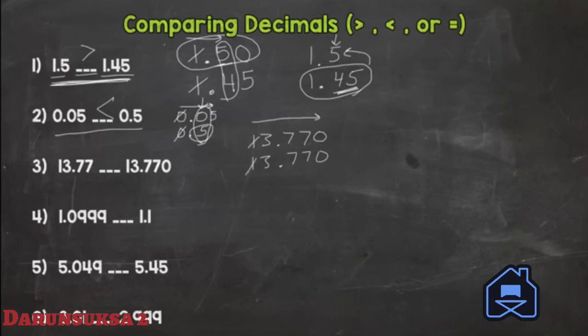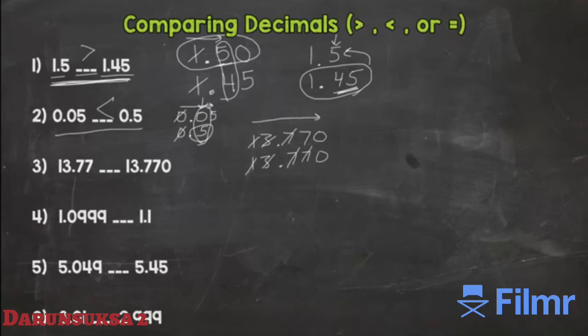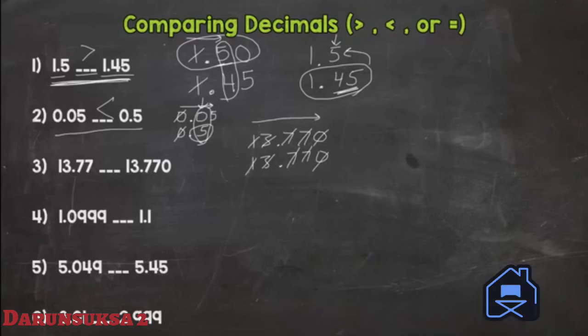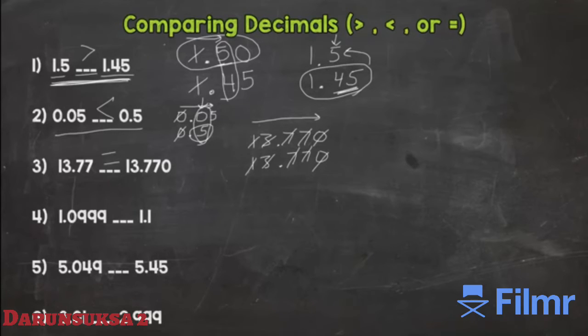Same in the tens, same in the ones, same in the tenths, same in the hundredths, same in the thousandths. So these two decimals are equal or equivalent.